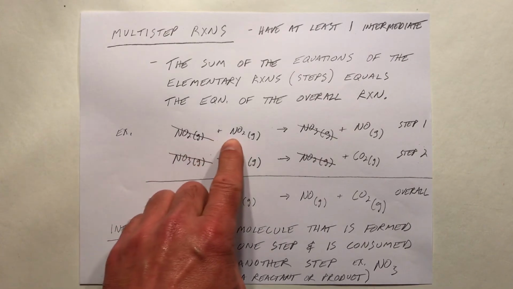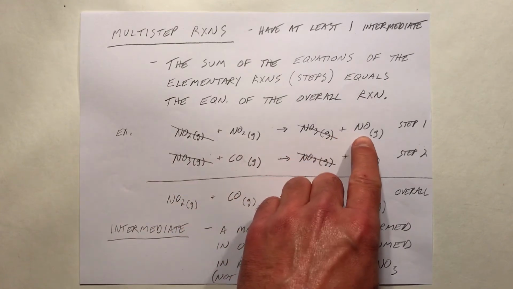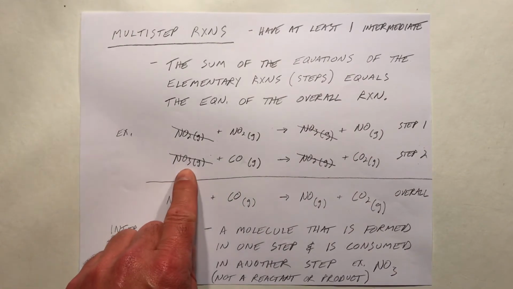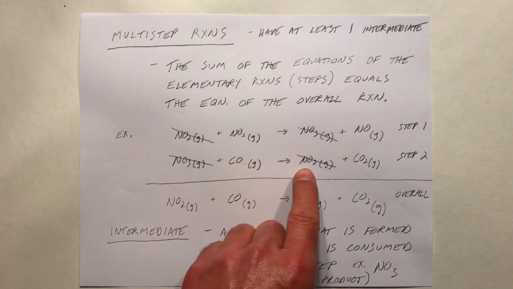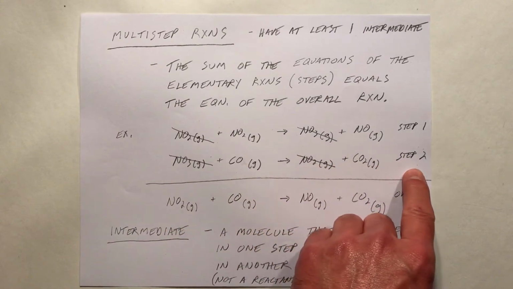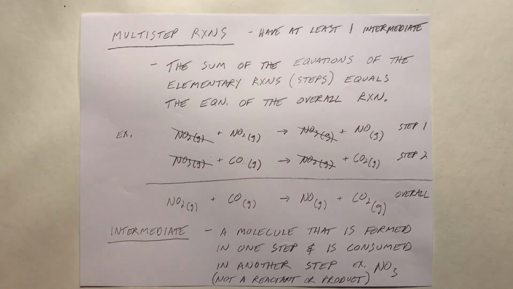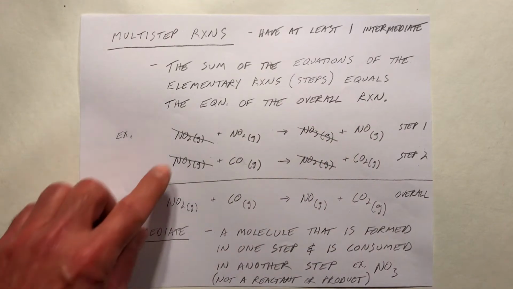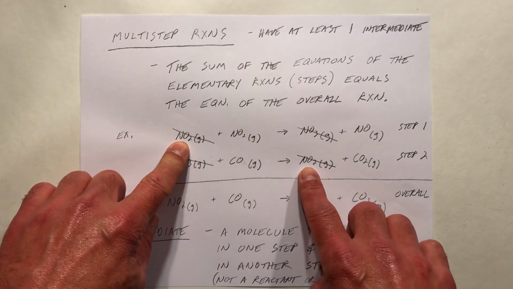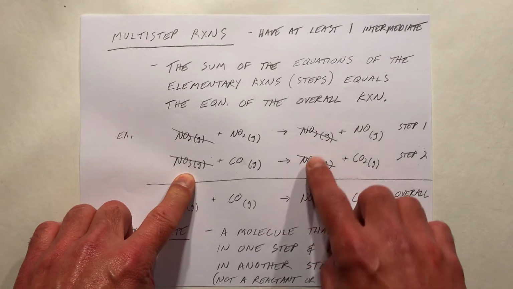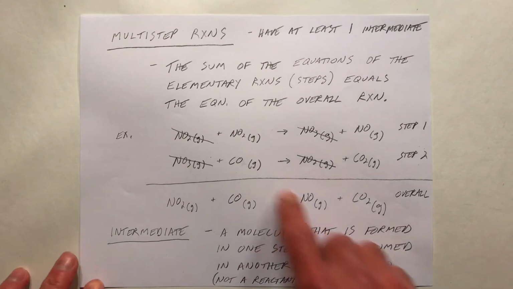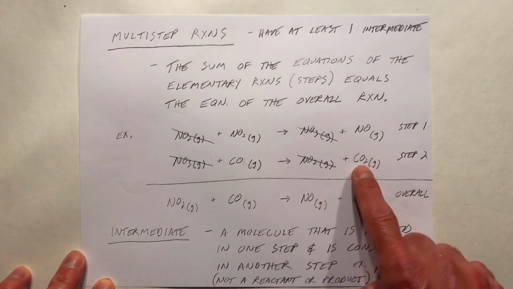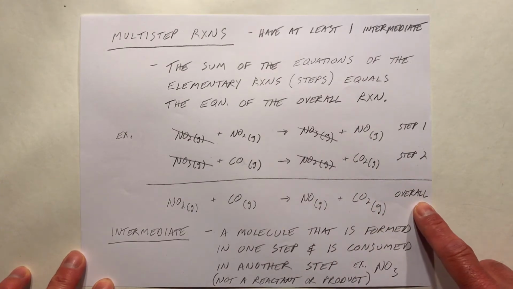We have NO2 plus NO2 forming NO3 plus NO in our first step. This is our first elementary reaction. And then NO3 plus CO forms NO2 plus CO2 in the second step, or the second elementary reaction. Now if we add up all of the reactants and we add up all of the products and then we simplify, we can see that we can cancel out an NO2 on the right and on the left, and we can cancel out an NO3 on the right and on the left. So then we get NO2 plus CO forms NO plus CO2 for the overall reaction.